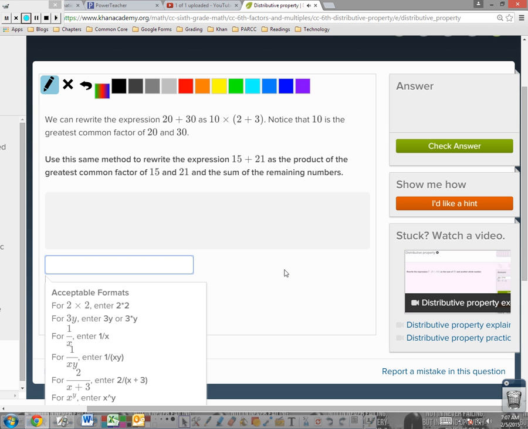All right. Similar one that we did previously. They give us the model up here. I'm going to use a similar method now to use the distributive property to show 15 plus 21. So the algorithm I use, I'm going to figure out what's the greatest common factor of 15 and 21. I believe it to be 3. 15 divided by 3 is 5. I'm going to pull that 3 out here. Plus 21 divided by 3 is 7. 5 and 7 have no common factors. There's my final answer.